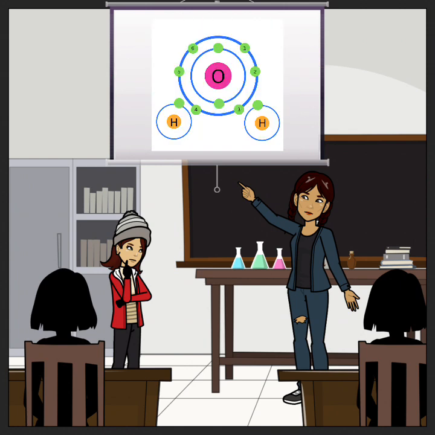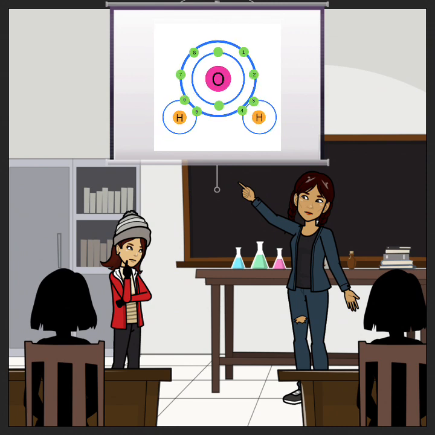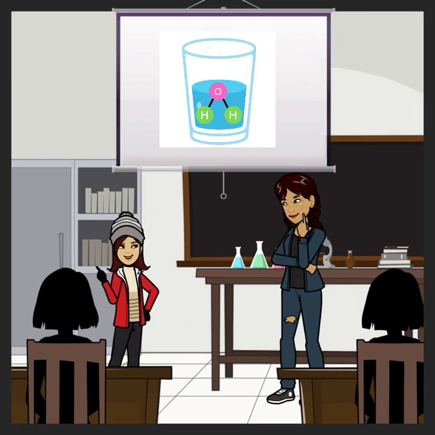Since oxygen needs 2 electrons to make 8, and the hydrogen can only share 1, oxygen binds with 2 hydrogen atoms. This forms water. I think I get it now.